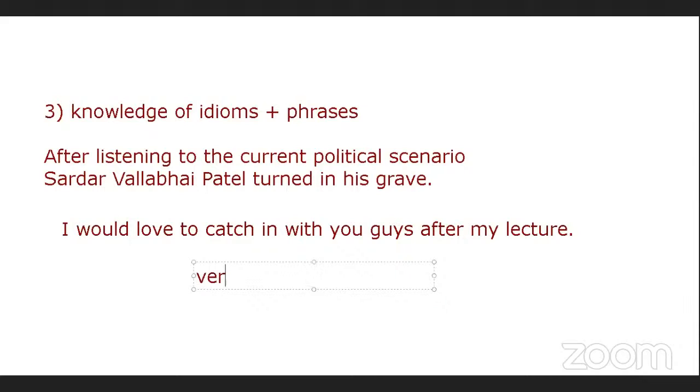So I have made a list of these things also. I'm going to give you that list. Commonly used verb plus prepositions, like catch up. Called collocations. Or some people also call it collocations.